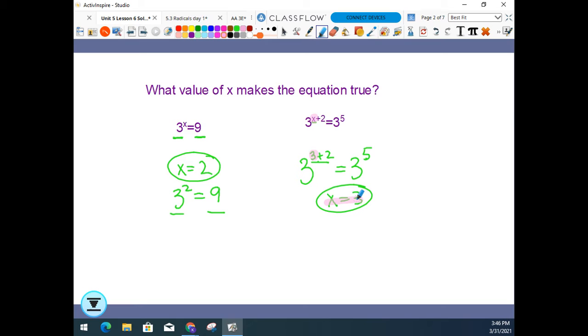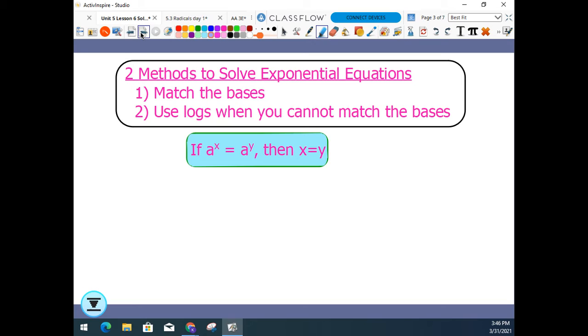So one of the things I just want you to think about, if the bases are the same, the bases are already equal to each other, the goal then is to make the exponents equal each other. And that's kind of the big idea for today. So we just have 6 examples, and every example we're going to focus on the first method to solving exponential equations. We're going to match the bases. So if we can get the bases to be the same, then we just need to get the exponents to be the same.